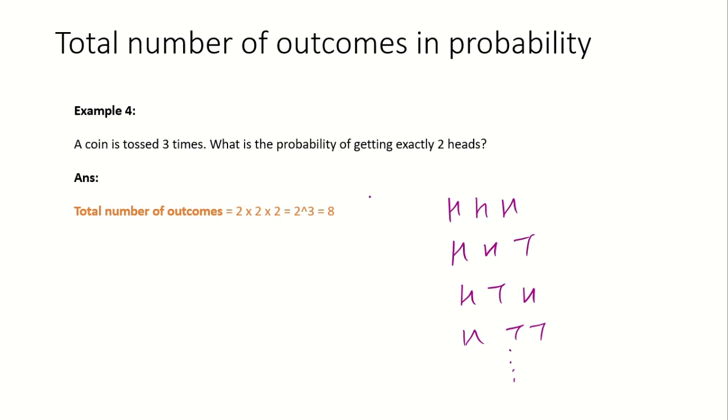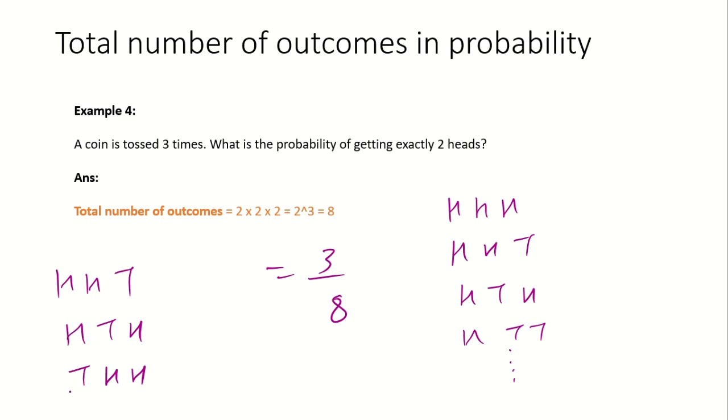In this case, we need to find the probability of getting exactly 2 heads. The probability of getting 2 heads would be when you have HHT, or HTH, or THH. 3 outcomes. So the probability is 3 divided by 8.